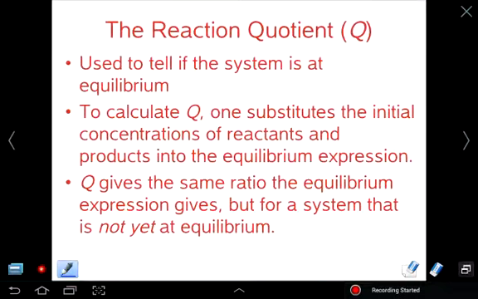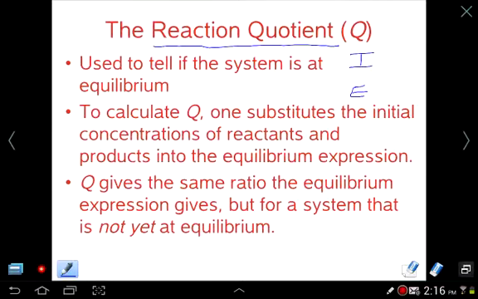Chapter 15, Lesson 4. This should be a short lesson in contrast to the previous one. And here we'll talk about something called the reaction quotient. Now, we had talked when we did the previous examples about there being two different states: initial conditions, and then equilibrium conditions.